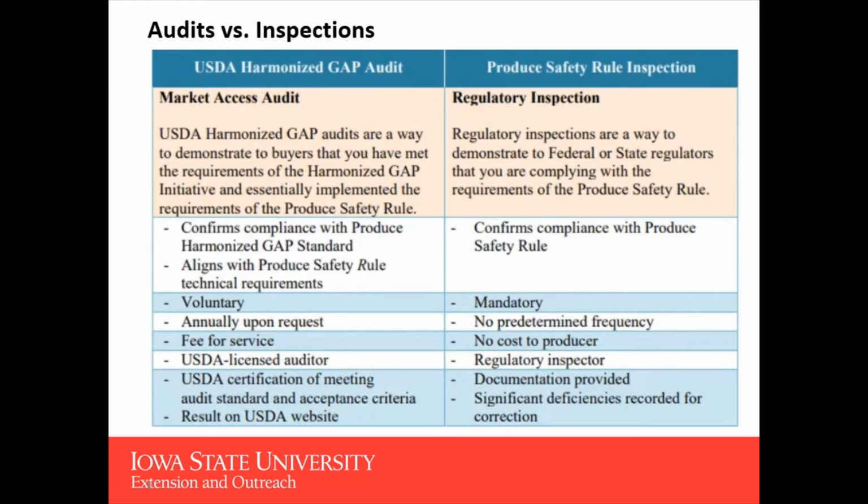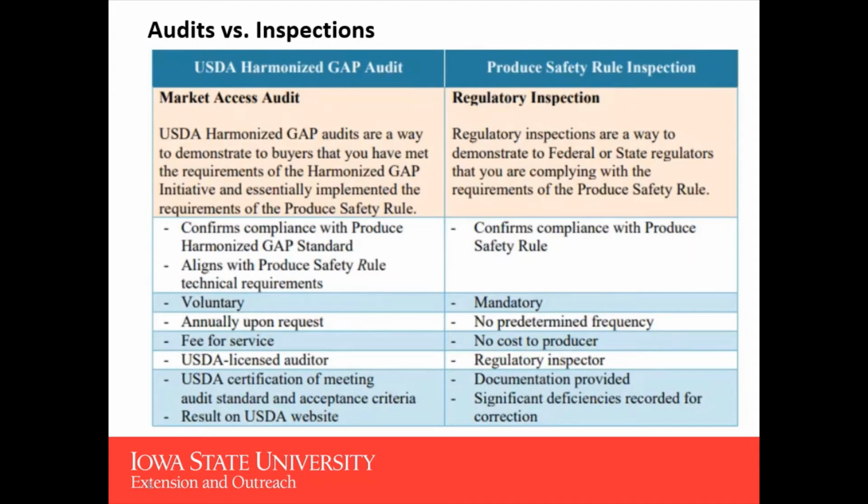Wait, audits, inspections? Yeah, it can be confusing. It's important to note while there is alignment between Harmonized GAP audits and the Produce Safety Rule, they are still not the same program. Harmonized GAP is not a replacement for a FSMA inspection. An audit and an inspection are two different things. The Harmonized GAP audit is a voluntary program, just like all audits. It can be performed annually upon request and costs the grower or buyer a fee to perform.